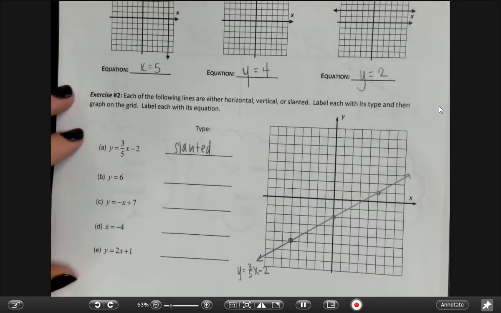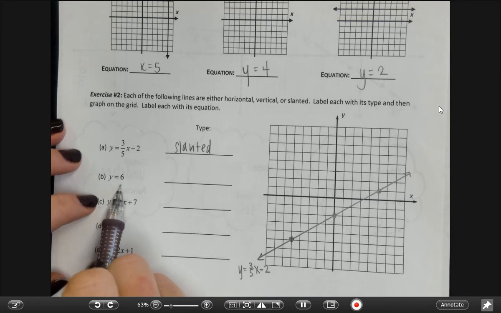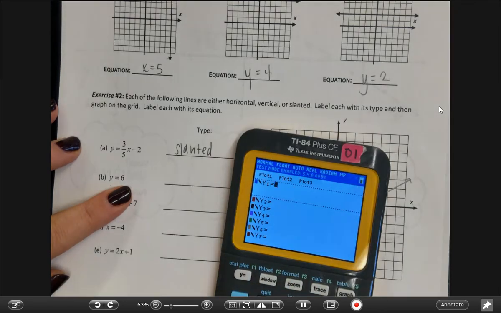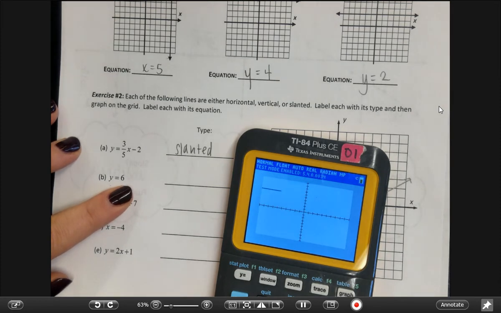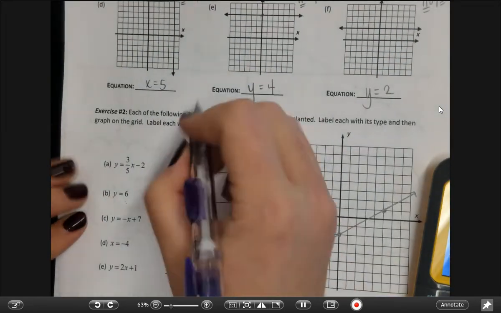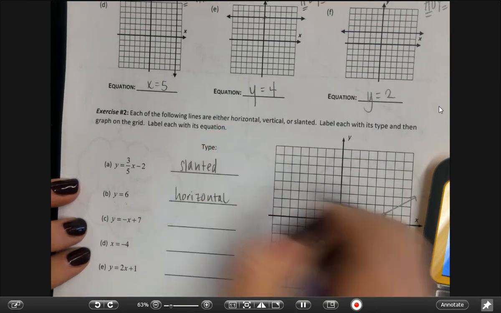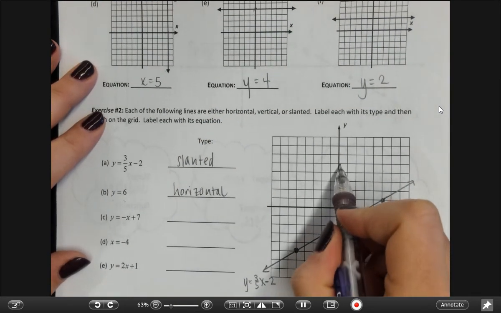The next one, this one is y equals 6. So I have y equals a number. Well, you could certainly put that in here. If I put y equals 6 into my calculator and hit graph, that's a horizontal line here at 6. So right here we would have horizontal, and it would be at y equals 6. So 1, 2, 3, 4, 5, 6.